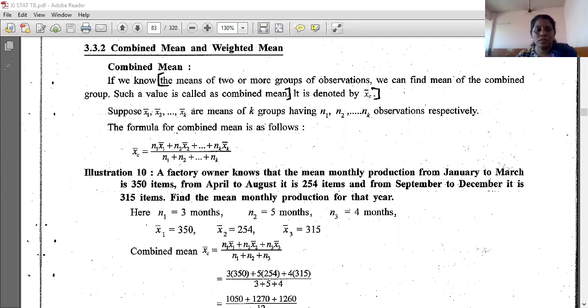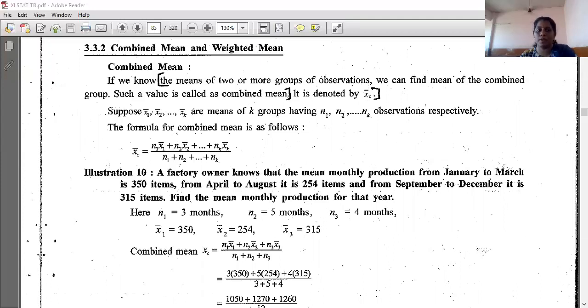If we know the mean of two or more groups of observations, we can find the mean of the combined group. Such a value is called a combined mean, and it is denoted by x bar c. Right? Mean means one group, one xi is given, only one observation. So if more than one group of observations is given, then we can find a combined mean. Otherwise, we can find the means one by one.